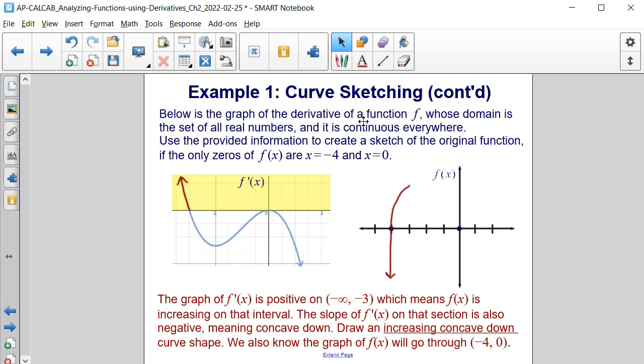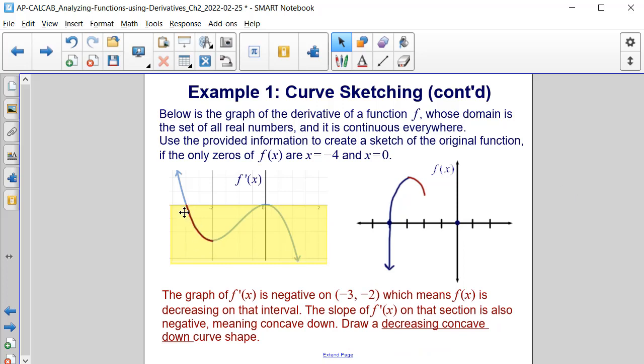And we also have a derivative slope being negative, which makes it concave down. So that's why we're increasing and also having that opening downward pathway in this section of the sketch.